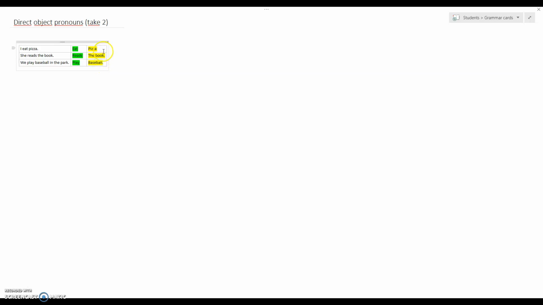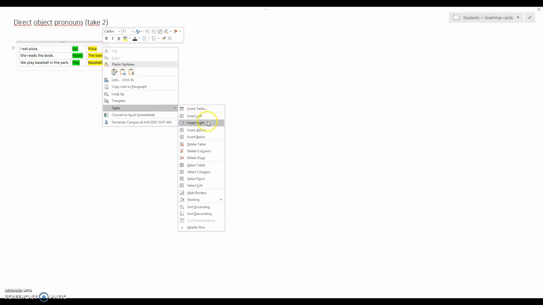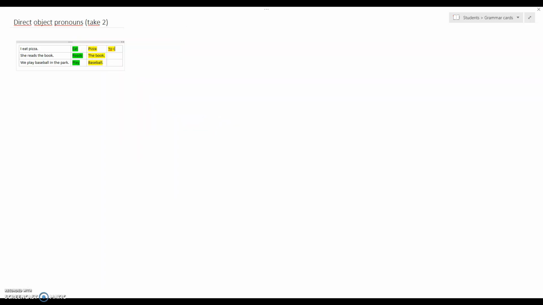Now in Spanish, let's see here. Let's do insert one to the right. Spanish sentence, yo como la pizza. Spanish sentence, ella lee el libro. Sorry, the formatting here is driving me a little crazy, so I'm going to go ahead and get rid of that formatting, that highlighting.